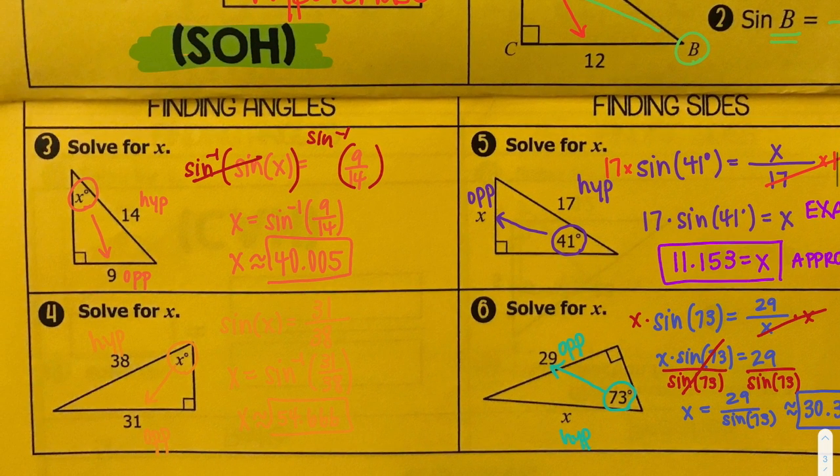Then for finding angles, this is when we introduce the inverse. So number 3 here, sine of angle x is equal to opposite is 9, hypotenuse is 14. Well, to get x by itself, we need to do the inverse of sine. It's just like when you're multiplying, the inverse of that is division. Or when you're adding, the inverse of that is subtraction. So the inverse of sine is sine inverse. And what we do to one side, we do to the other. So that cancels out the sine. So we have x equals sine inverse of 9 over 14. And then again, use your calculator.